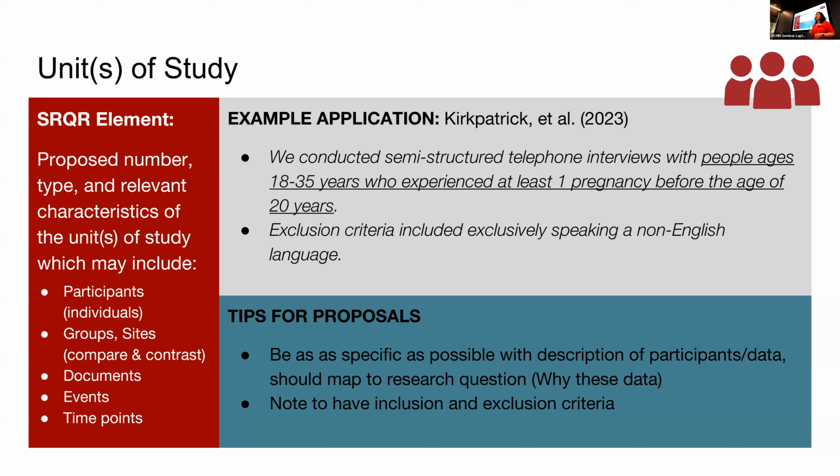So some tips for thinking about the units of study are: be as specific as you can with those descriptions of the participants or the group or the sites. Tell us as much as you can, because that's going to give us a real picture. At the end of the day, when we're looking at your data or anticipating the type of data you're going to have, we're going to start to develop a picture of who these participants are and what the data is going to look like. So again, don't forget to include any inclusion or exclusion criteria. Reviewers are definitely going to be looking for that.